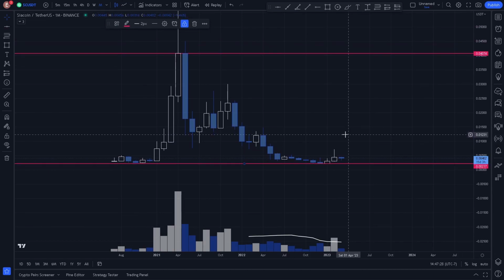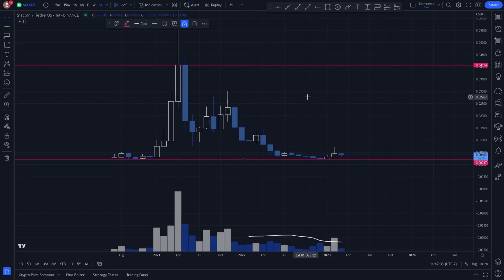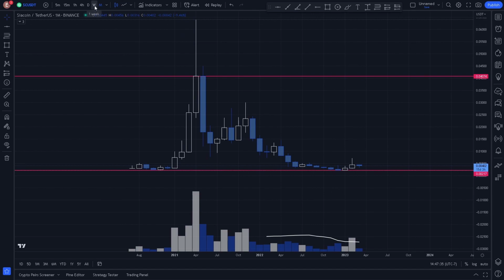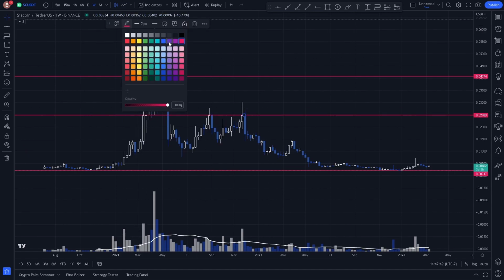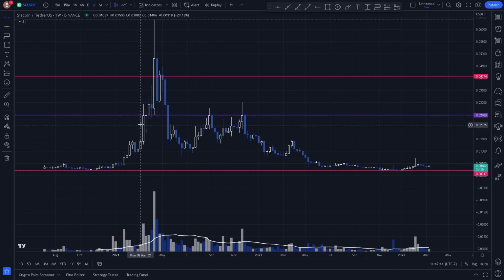Now, we see a key level right here as well, and right here, but we're going to go ahead and hop to the weekly chart so we can see more price action. Now, right here, we can go ahead and plot our weekly swing high, where we see multiple reactions acting as support and resistance.